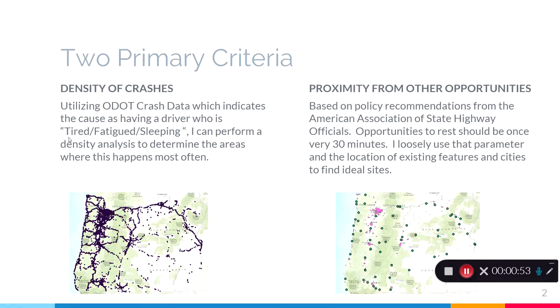was due to a driver being tired, fatigued, or sleepy, maybe in need of a rest stop, and one was not around. Who knows? And so I took just those crashes that involve that cause code and performed my analysis on just those. And for my proximity, you can see down here I have the circles are the existing rest areas in the state, and the pink boundaries are city limits.